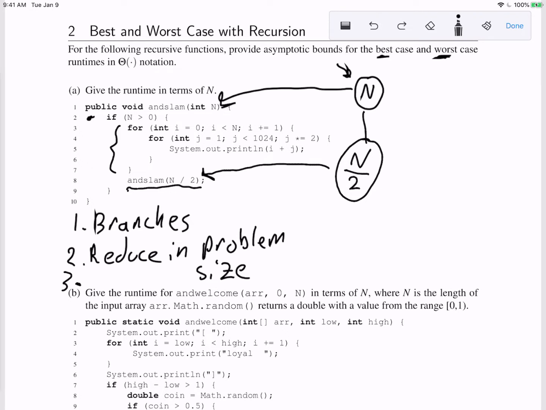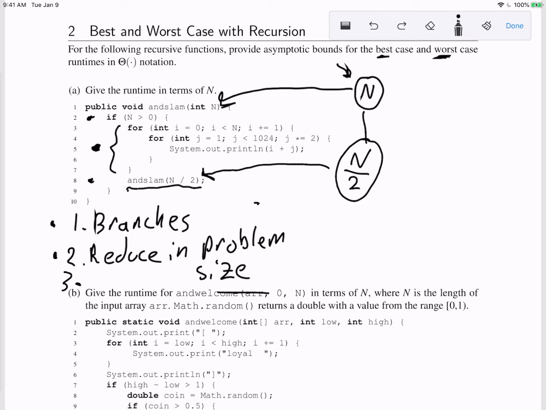Now I know that if someone gives me a problem of size n, what I'll first do is a little bit of work over here, and that, again, we'll calculate later. And after I do that little bit of work, I'll then do a recursive call on a smaller version of the problem. So the way you figure out the reduce in problem size, like for number 2, is you just look at the parameters of the recursive calls. And how do you figure out the number of branches? It's just the number of recursive calls.